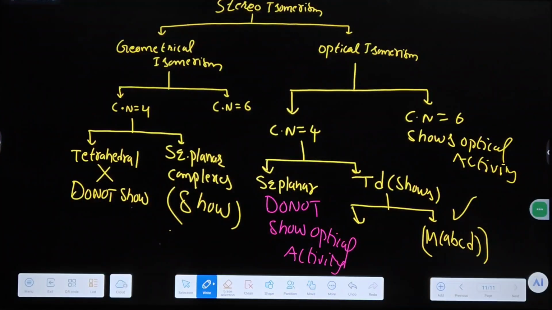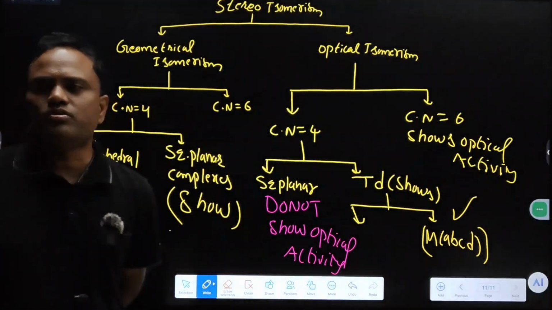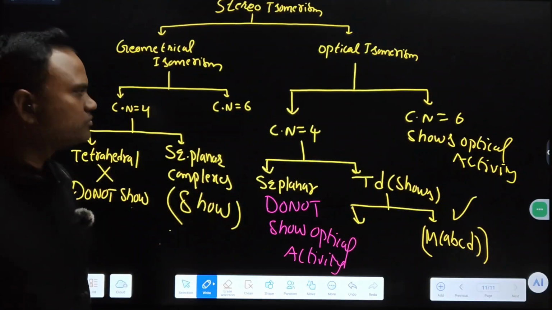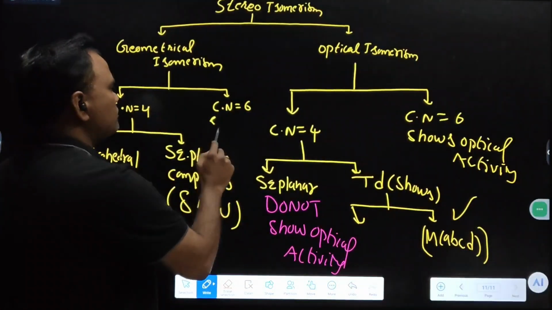Read this chart first. Next heading, geometrical isomerism. Condition number 6 for geometrical isomerism.